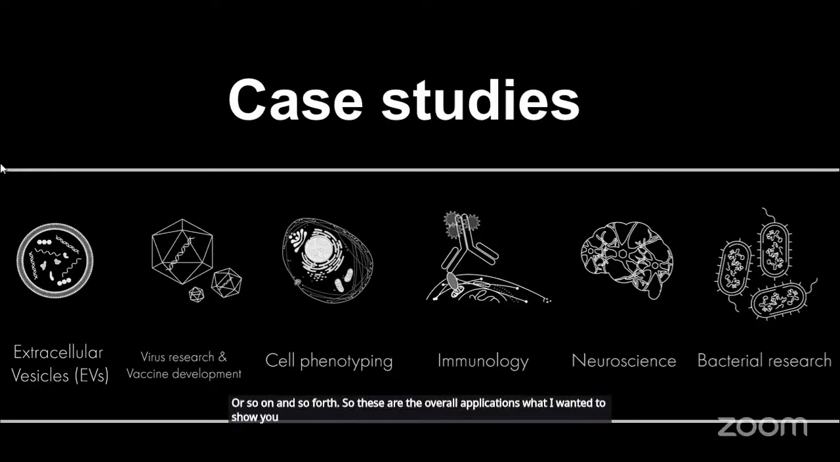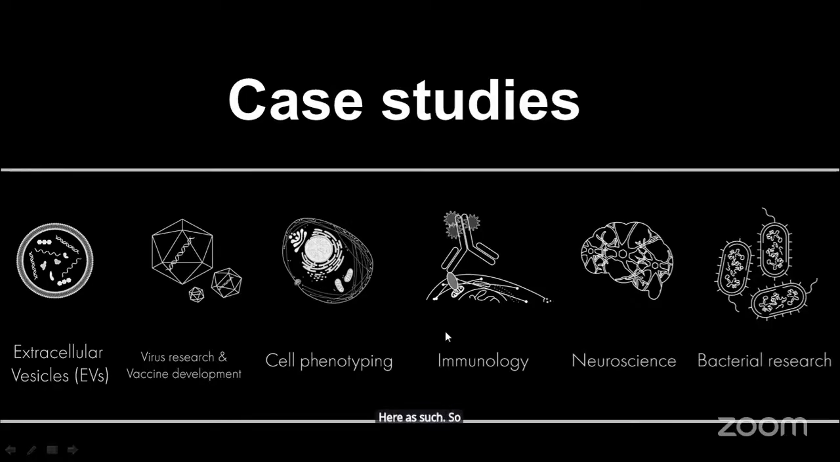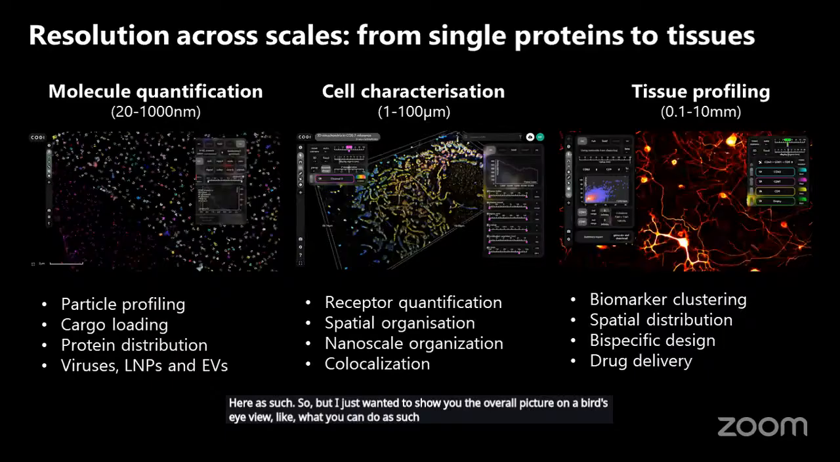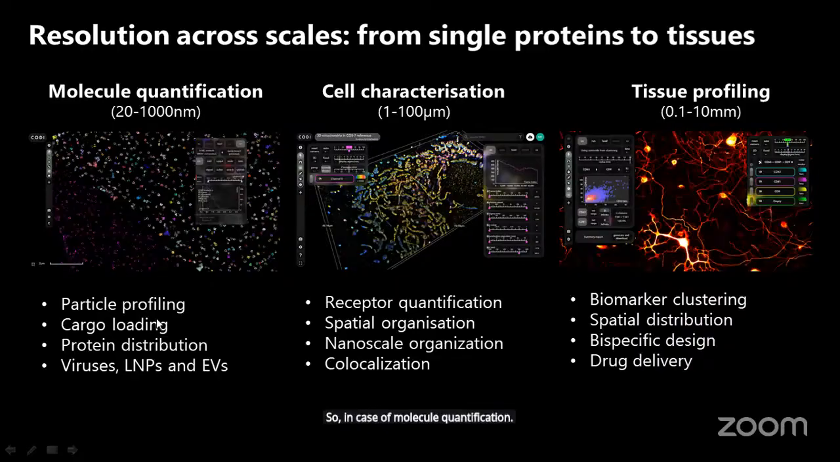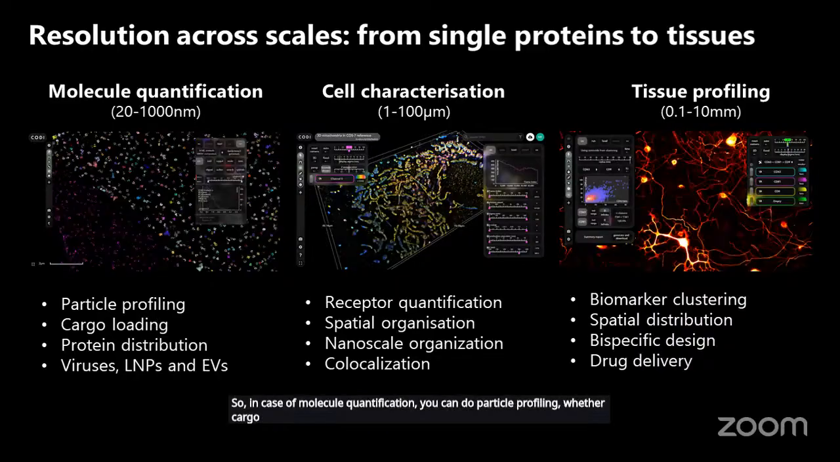For today, I'll be explaining one or two applications on virus, EVs, and bacteria. I just wanted to show you the overall picture from a bird's eye view of what you can do. We can classify the microscope users into three categories: molecule quantification, cell characterization, or tissue characterization. In molecule quantification, you can do particle profiling, such as cargo loading and unloading analysis. You can do protein distribution analysis. Then virus, LNPs, and EVs you can do.